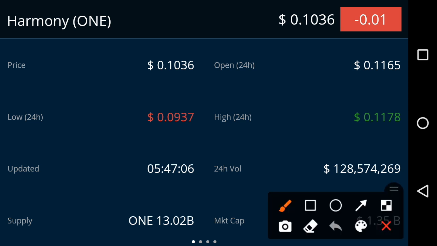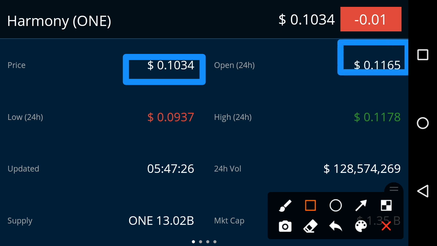Let's see, my friends. You can see here, if you look at the latest price, the currently live price of Harmony in the market is 0.1036 USD, friends. That is the currently latest price of Harmony. And if you look at the opening price of Harmony in the market, it is 0.1165 USD, friends. That is the opening price of Harmony.